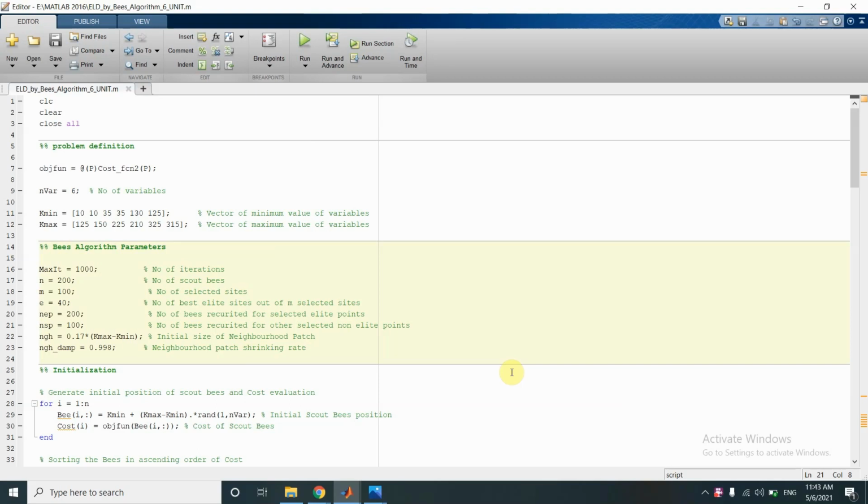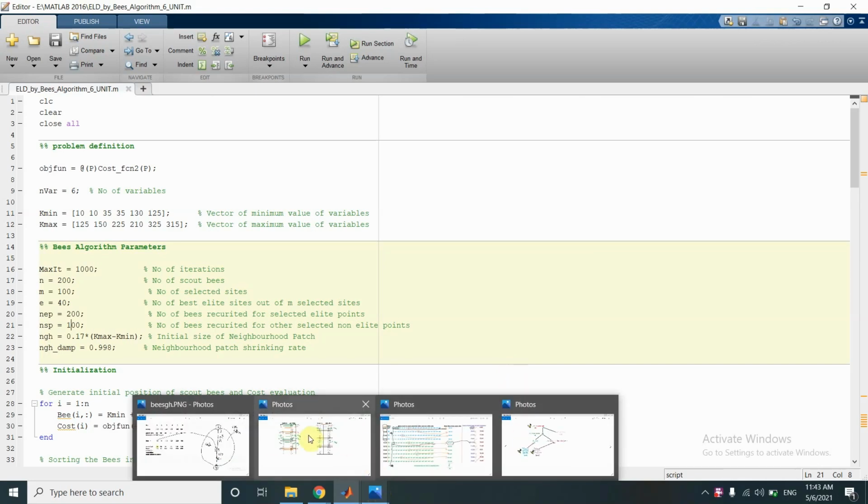Now the B algorithm parameters. Here we define our parameters of the B algorithm. So the maximum iteration is 1000. Number of scout bees is 200. Number of selected sites is 100. Number of elite sites is 40. Number of bees recruited for the selected elite sites is 200, and number of bees recruited for other selected non-elite sites is 100. Let us look at this figure again.